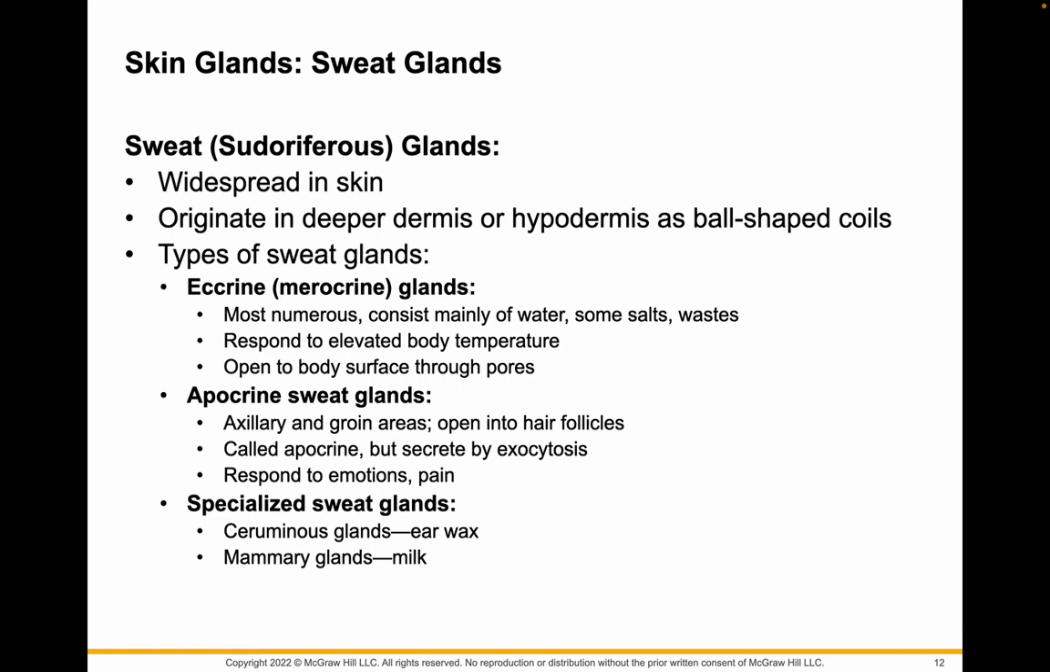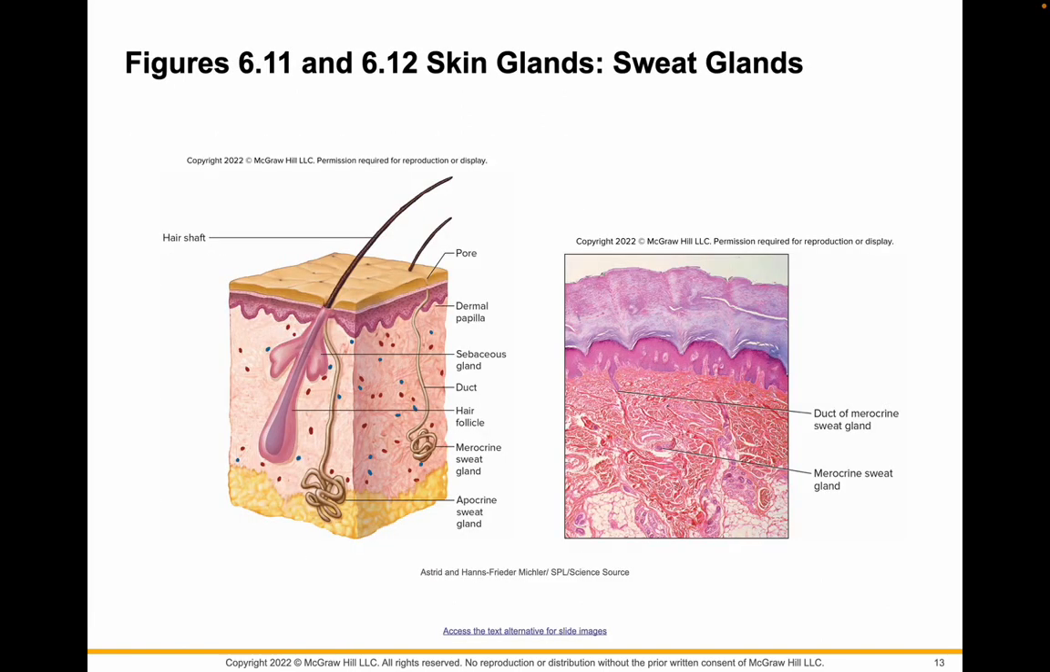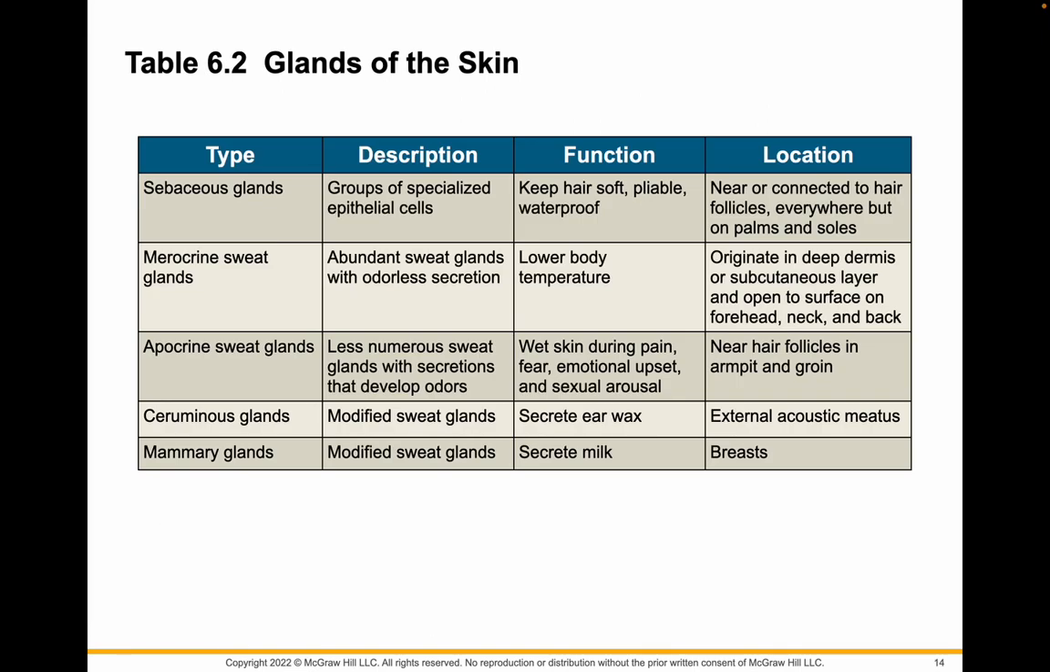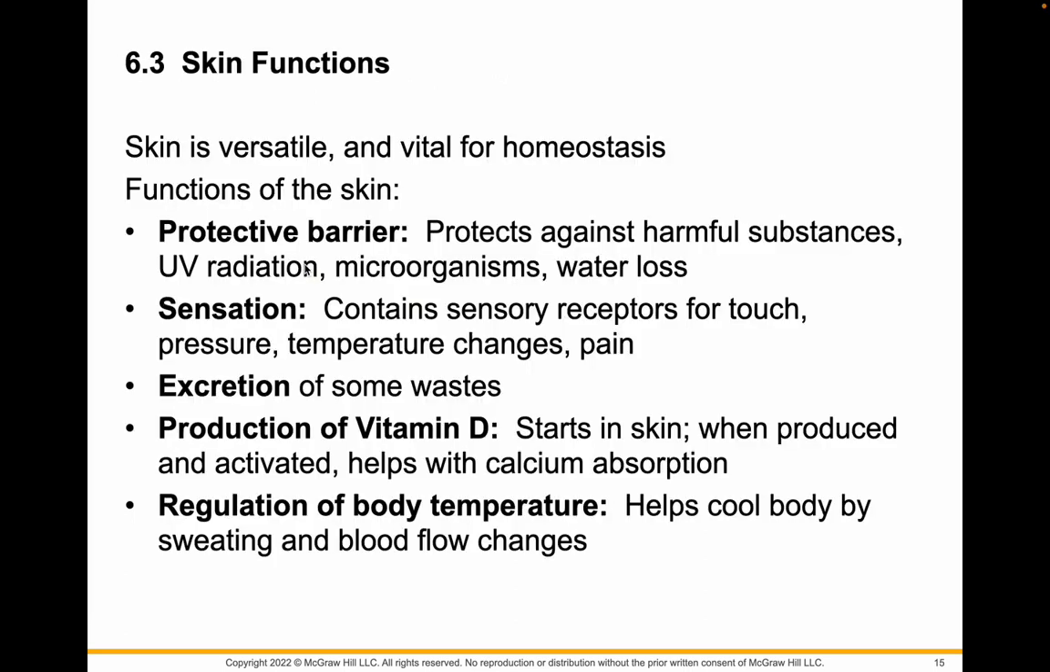Sweat glands are called sudoriferous glands, and there's eccrine, apocrine, and then ceruminous glands, which are earwax, and mammary glands, which are milk. Both of these are apocrine. And then, so here's a list. This would be a good table to look at. There's a couple questions on glands.